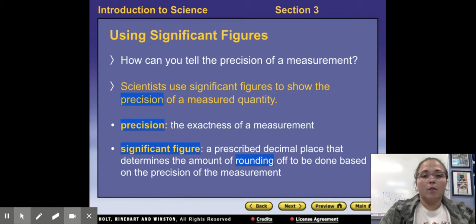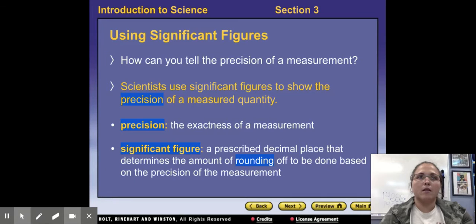Another thing that we do to organize numbers in science is by using significant figures. This is probably a brand new topic to all of you, so we're going to spend a whole other day just looking at significant figures, so don't stress out if you're still confused after this. Scientists use significant figures to show precision of a measured quantity. What does it mean if something is significant? Think about that a little bit, like a significant thing. It means it's important. So a significant figure are the important parts of a number, basically.